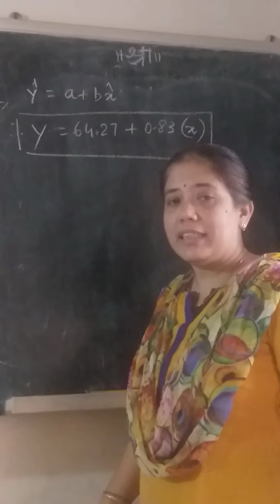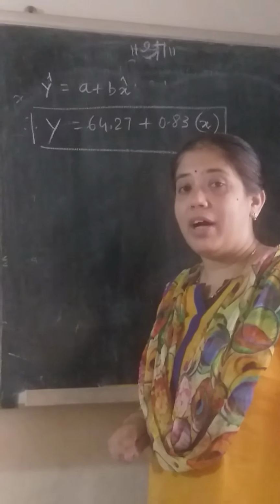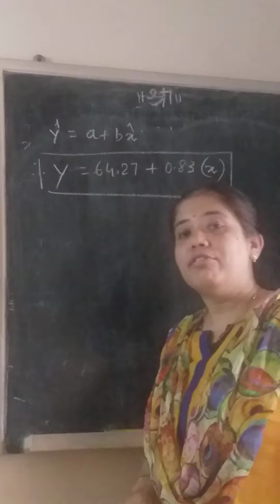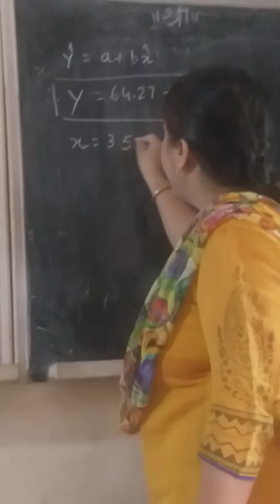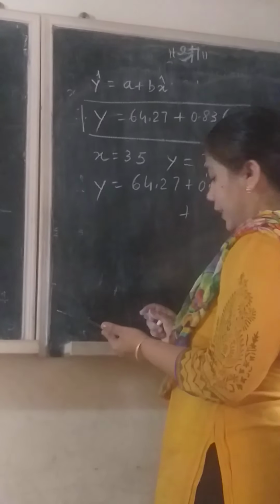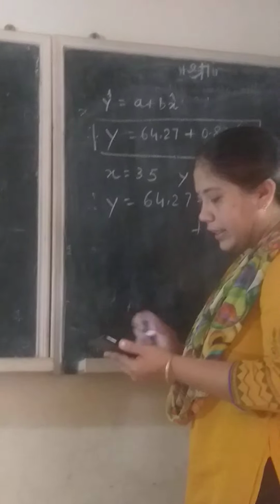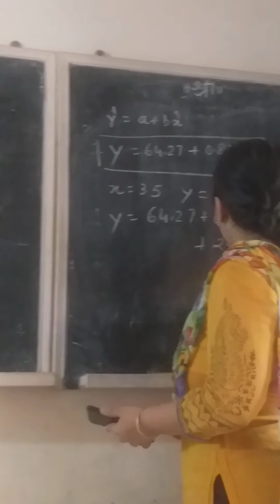Now the next question that is asked here is, we have to find the value of y when x is 35 centimeter. So for x is equal to 35, we have to estimate y. So for this I will replace it in the equation as y is equal to 64.27 plus 0.83 into 35. So when I do this calculation, 0.83 into 35 comes out to be 29.05.